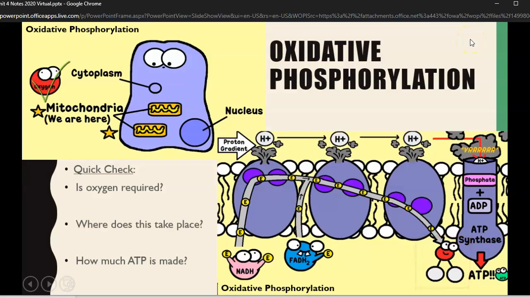So for your oxidative phosphorylation check, is oxygen required? The answer is yes. Where does this take place? We are still in the mitochondria, and to be more specific, it's on the cristae, so the folds of the inner membrane. And how much ATP is made? We're looking at 32 to 34 ATP. That's a lot.